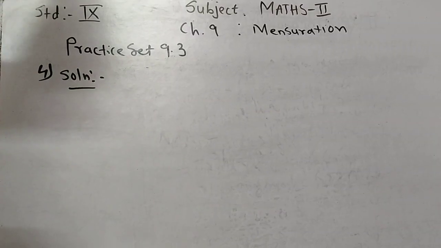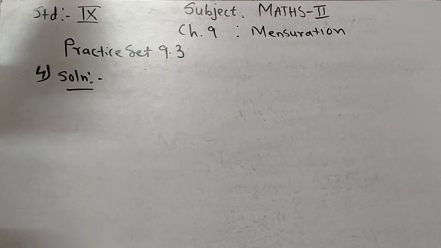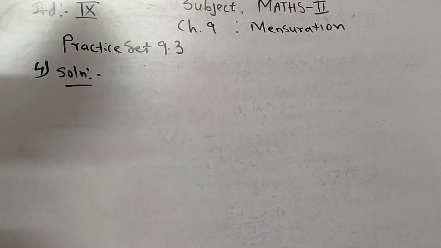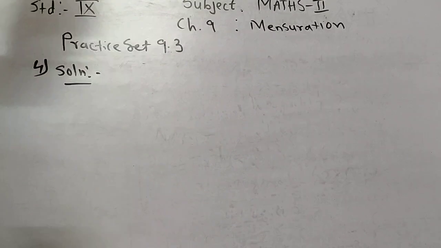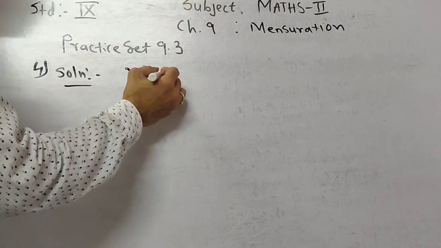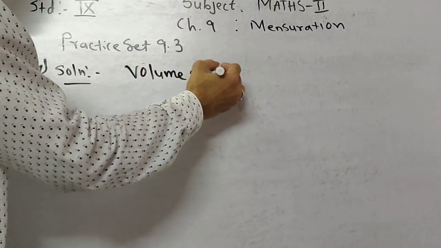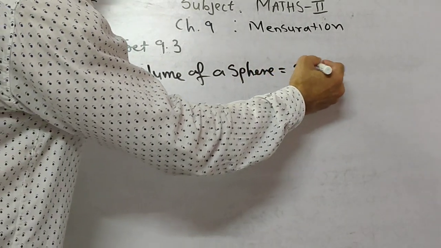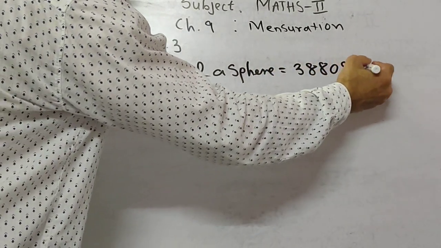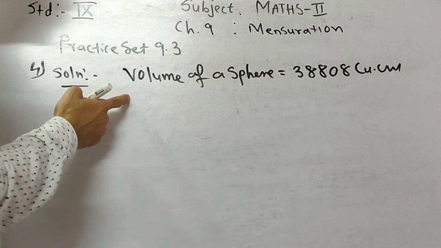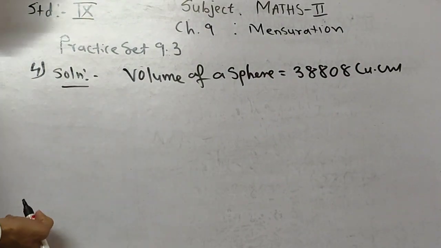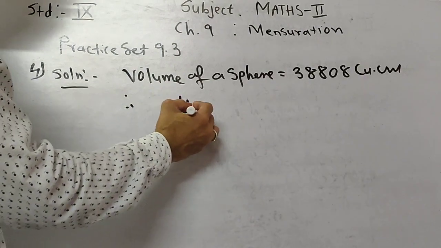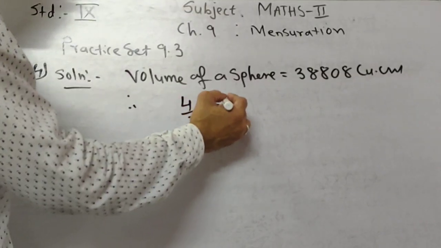Okay, now come to sum number 4. Find the surface area of a sphere if its volume is 38808 cubic centimeter. Volume is given and you have to find out the surface area. Okay, so volume formula is 4 upon 3 pi r cube.